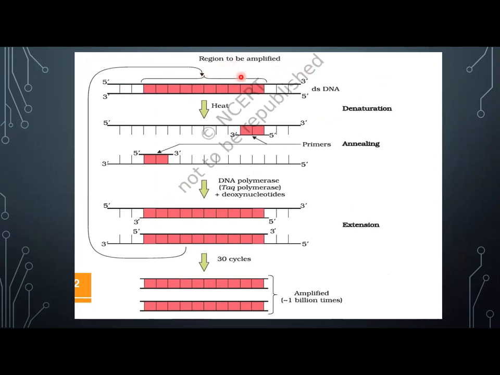The region of amplified DNA, when denatured through heat, this process is known as denaturation. Then the primers get separated. This process is known as annealing. In the presence of Taq polymerase plus deoxynucleotides, the DNA is then regenerated. This process is known as extension. After 30 cycles, the DNA is amplified 1 billion times.